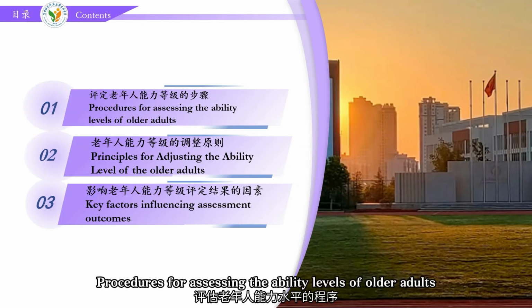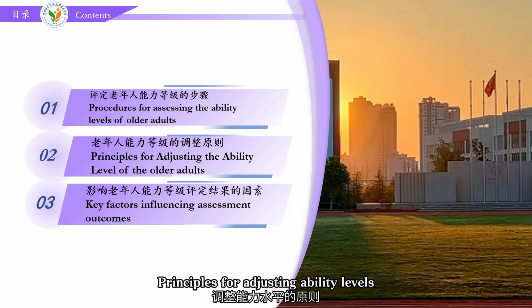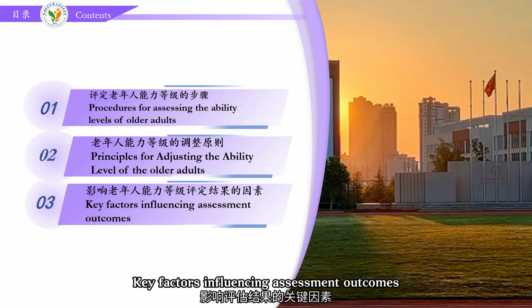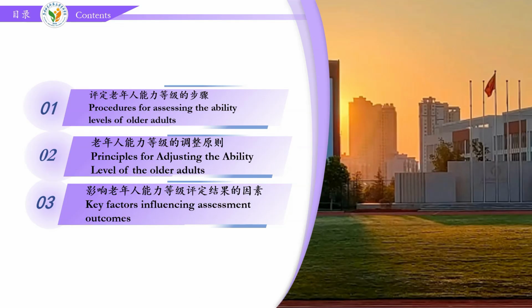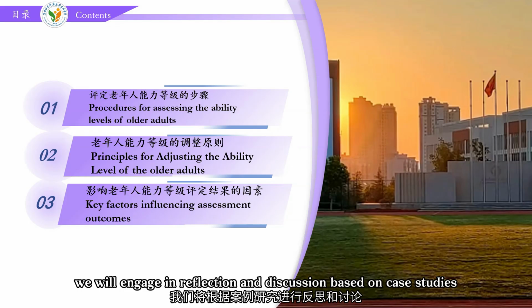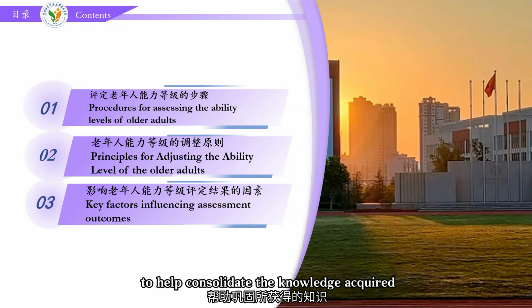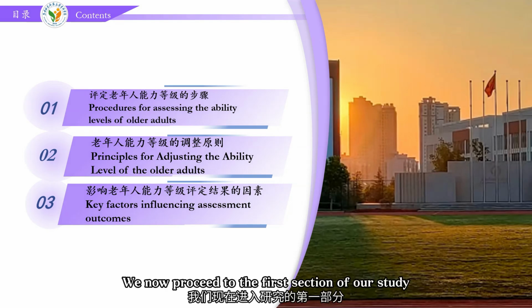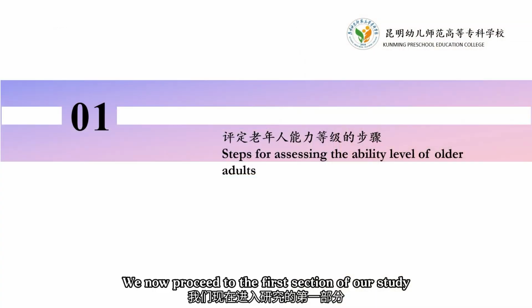Today's lecture is primarily divided into 3 sections. 1. Procedures for assessing the ability levels of older adults. 2. Principles for adjusting ability levels. 3. Key factors influencing assessment outcomes. Finally, we will engage in reflection and discussion based on case studies to help consolidate the knowledge acquired. We now proceed to the first section of our study.